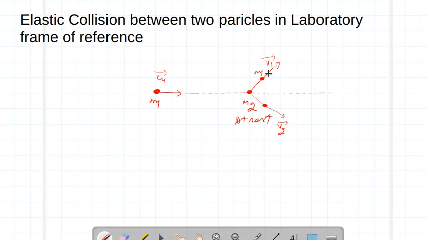this incident particle makes an angle theta 1 with the direction of motion of the incident particle before collision, and this recoiled or scattered particle, the second particle which is at rest, makes an angle theta 2 with this direction. Now theta 1 is known as angle of scattering, and theta 2 is known as recoil angle.